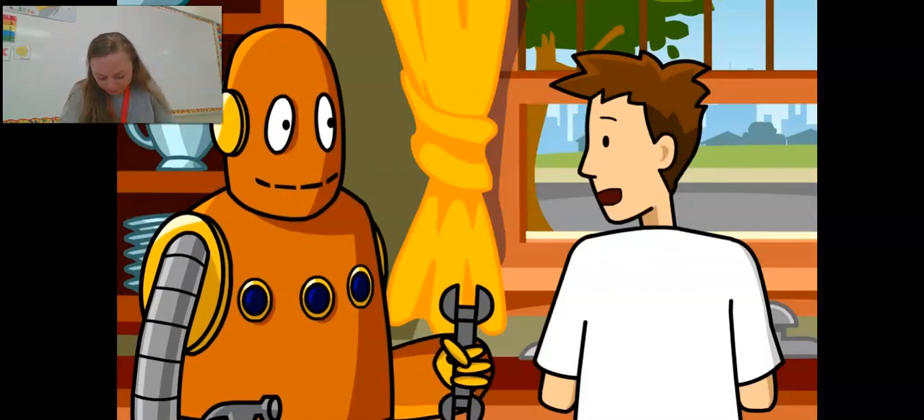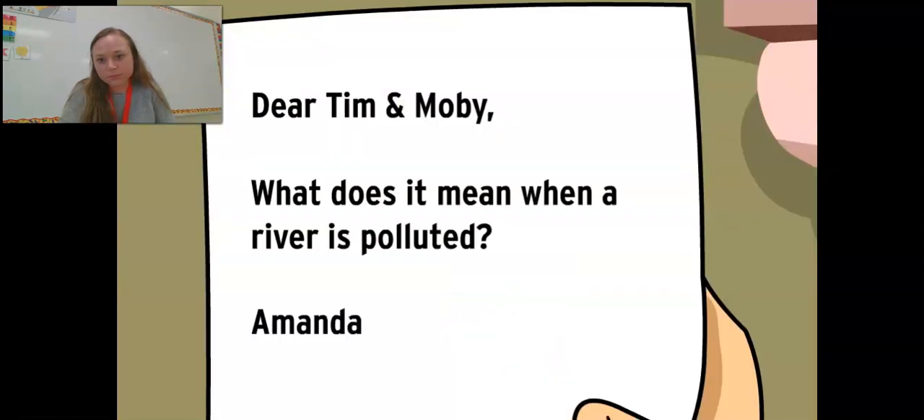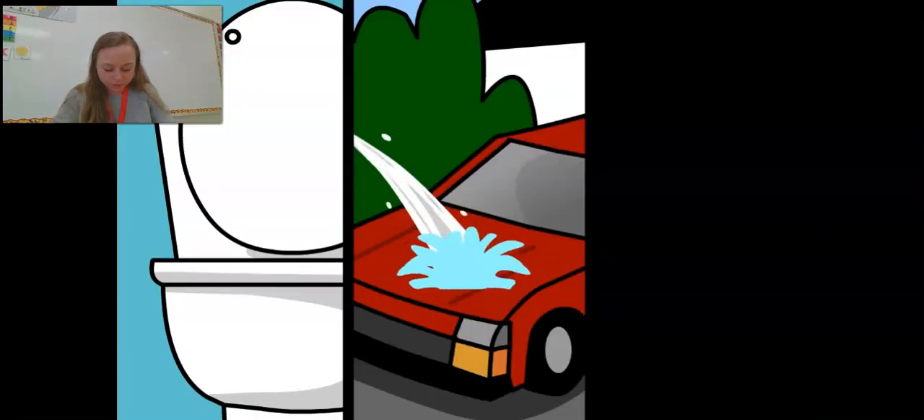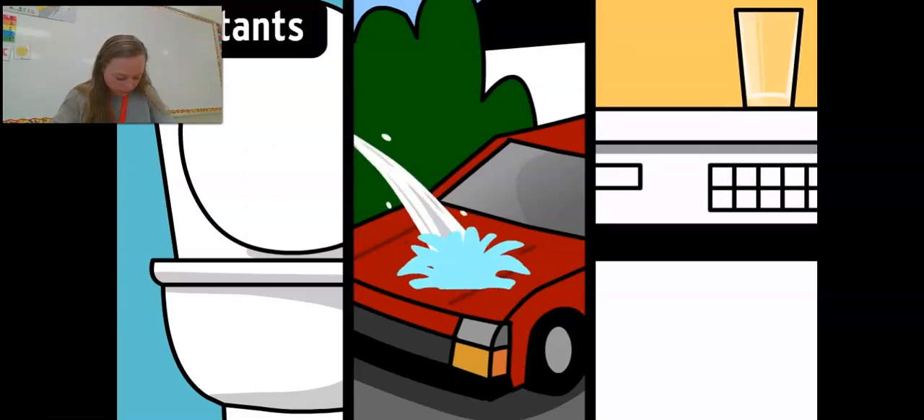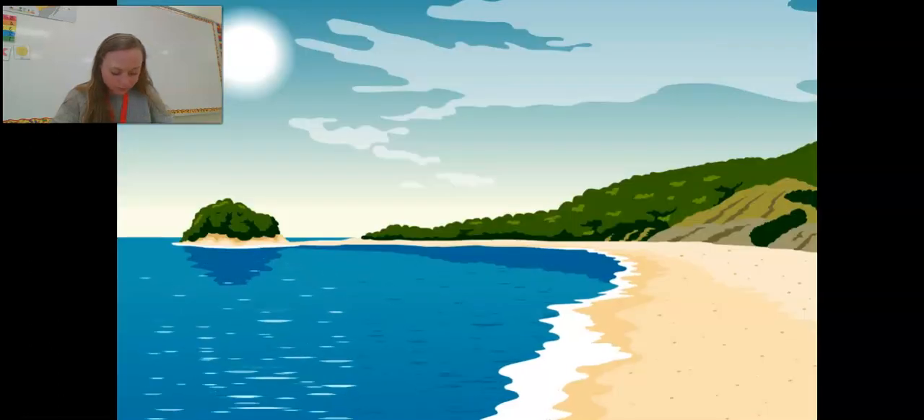Moby! Why do you keep turning the water off? Dear Tim and Moby, what does it mean when a river is polluted? Amanda. Hey there. A body of water becomes polluted when foreign substances damage the water quality. They make the water undrinkable and dangerous for organisms to live in. People put stress on their water supply every day. We use up clean water and release pollutants into rivers, lakes, and groundwater. Even oceans can become polluted.